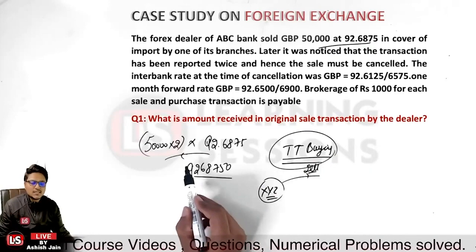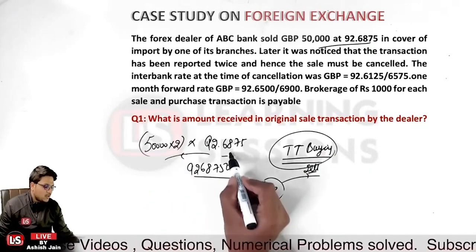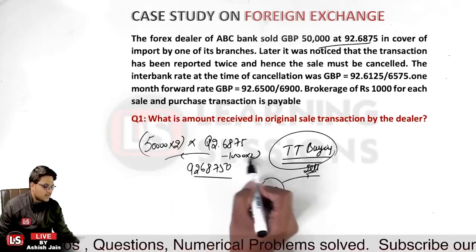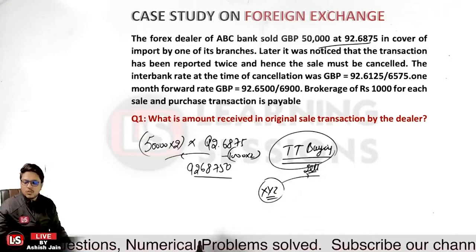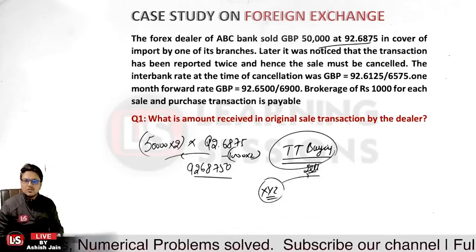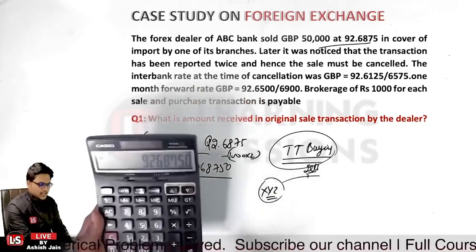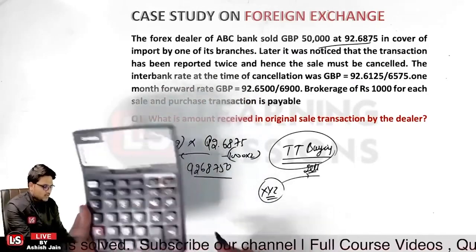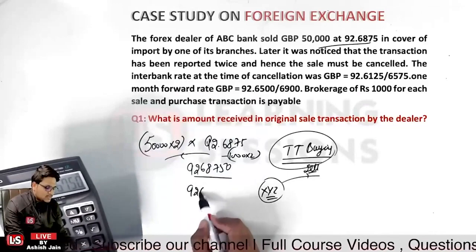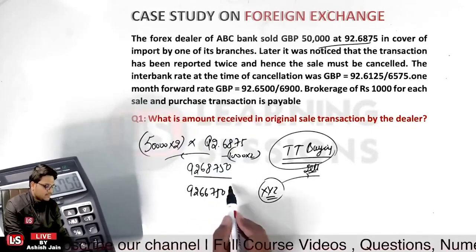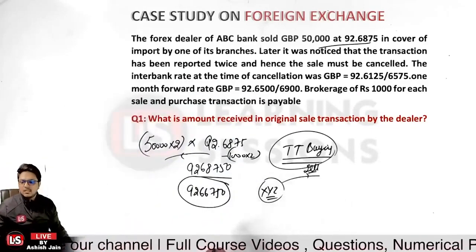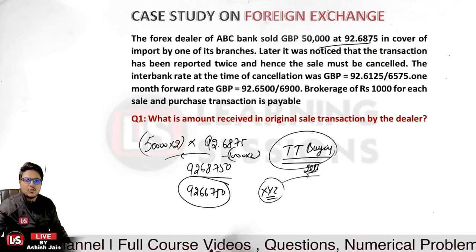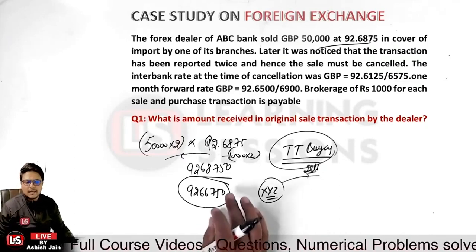And how many transactions are these? These are 2 transactions. So minus 1000 into 2, so 2000 rupees will be deducted. So 9268750 minus 2000 is equal to 9266750. This amount must have been credited to the account of the ABC bank.